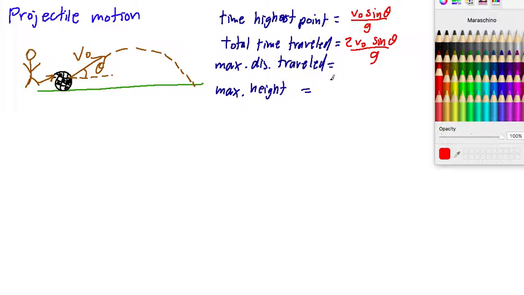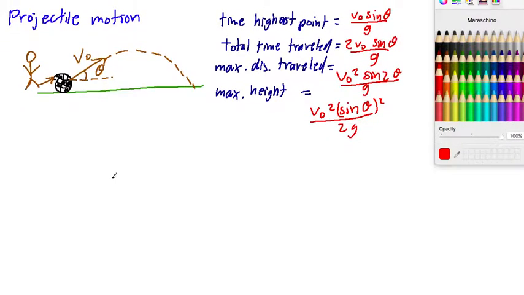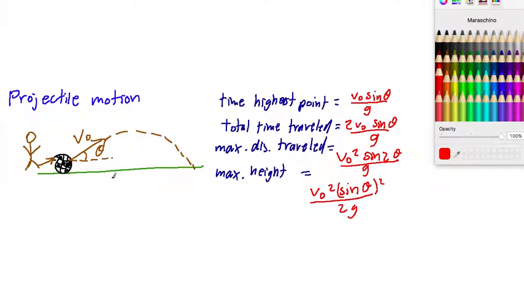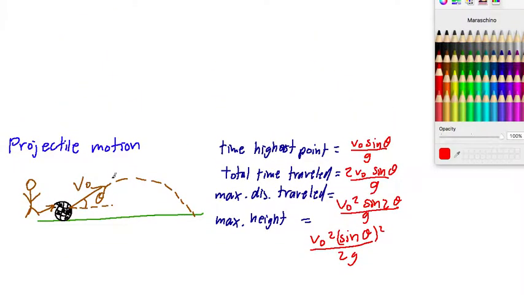So maximum distance traveled. So the maximum distance traveled is going to be v naught squared times sine of 2 theta over g, and the maximum height obtained is going to be v naught squared sine squared theta over 2g. Now we're going to derive those formulas real quick, so keep them in mind. We will come back and make sure we did them well. Now, I'm going to move upward instead of downward like usual. Changing up things a little bit.